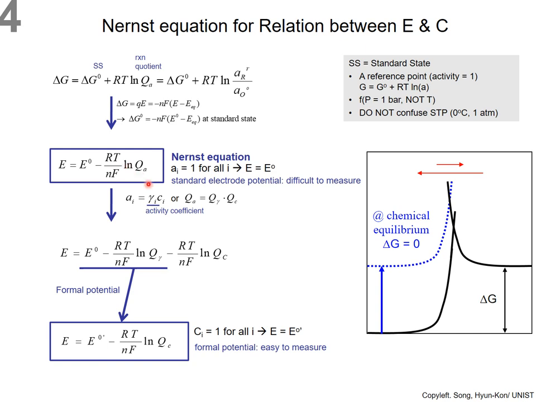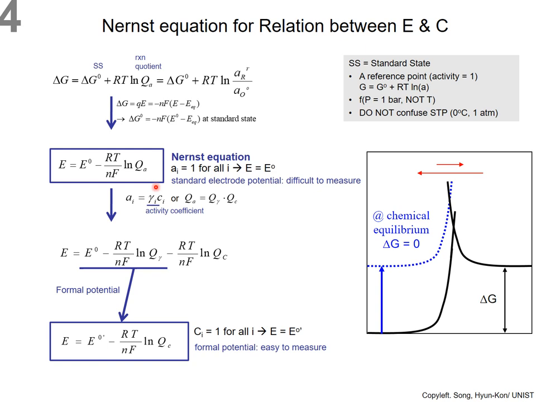When the activities of all compounds are equal to 1, then the reduction potential is the standard reduction potential, of course. Standard means activity is equal to 1. Okay, this is the first version of the Nernst equation.